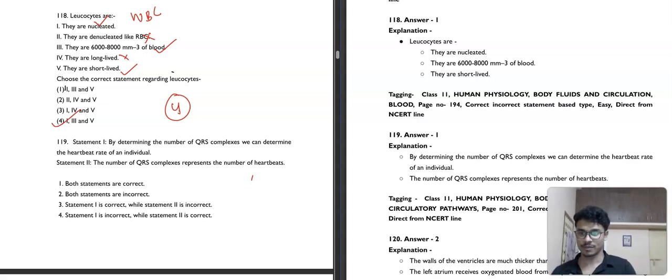Then we have two statements and we need to tell whether they are correct or not correct. The first statement is that by determining the number of QRS complexes, we can determine the heartbeat rate of an individual. It is correct. In the electrocardiograph, we have this.